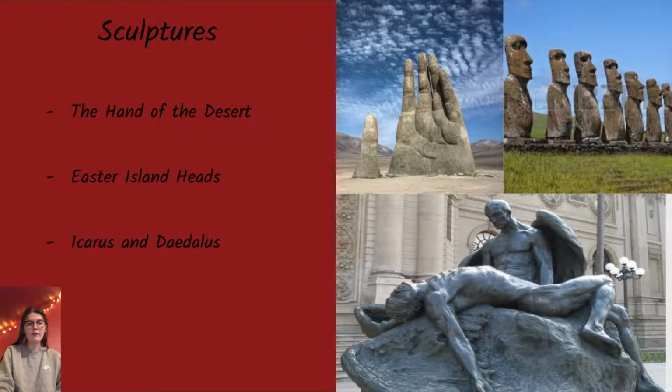And lastly, we have Icarus and Daedalus. This is located outside the Museum of Fine Arts in Santiago. This sculpture was created by Rebeca Matte Bello, and at the base of the statue it reads Unidos en Gloria y Muerte, which translates in English to United in Glory and Death.